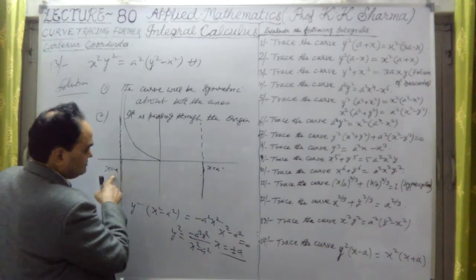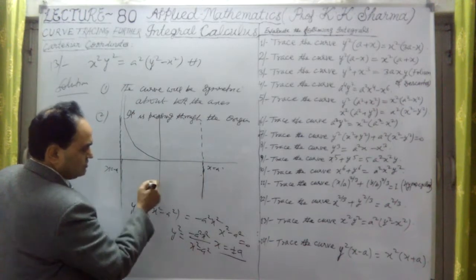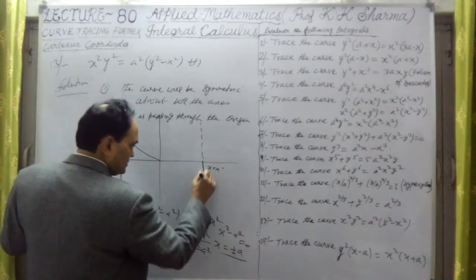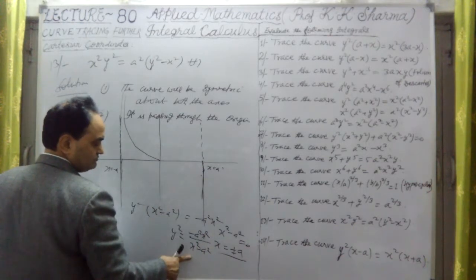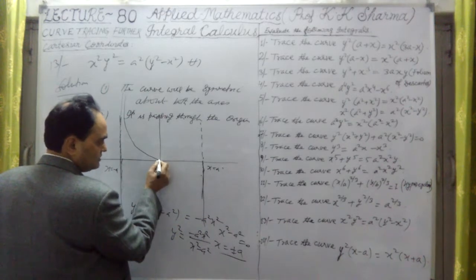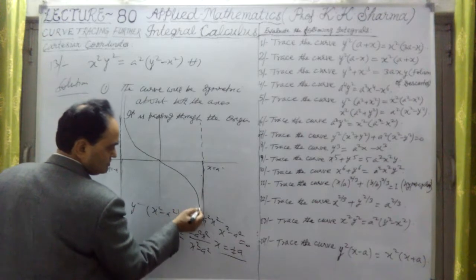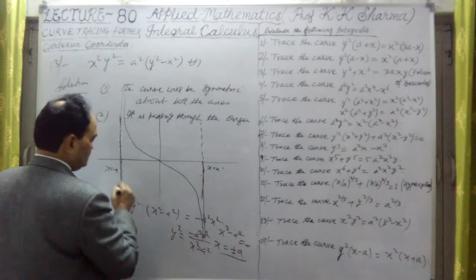If I just take this value x equal to minus a also, at x equal to minus a, the curve will be negative. And if I take x equal to positive a here, it will be again a square minus a square, 0. It will be a negative value. Y will be negative in this situation. So these are the asymptotes here: x equal to minus a and x equal to plus a.